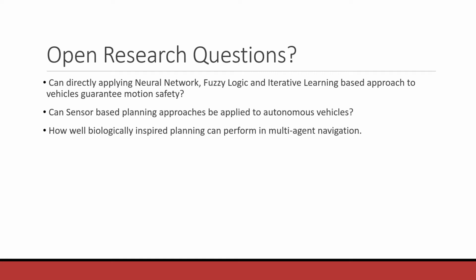Some of the open research questions that appear after reading this paper are: first, can directly applying neural network, fuzzy logic, or iterative learning based approaches to vehicles guarantee motion safety? Can sensor-based planning approaches be applied to autonomous vehicles? And how well can biologically inspired planning perform in multi-agent navigation?